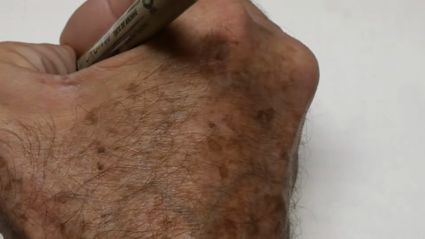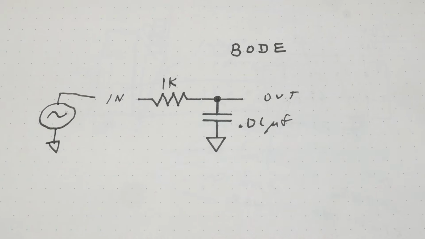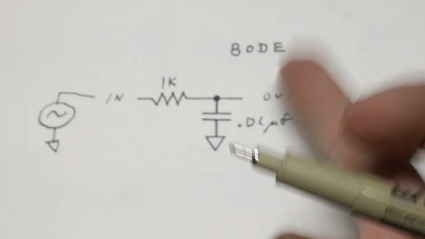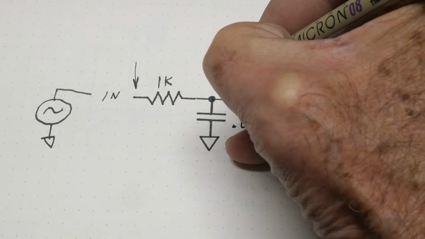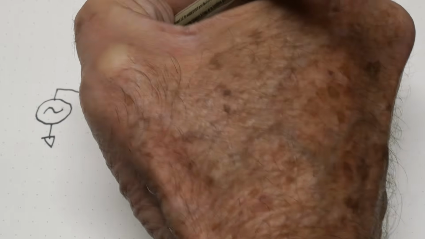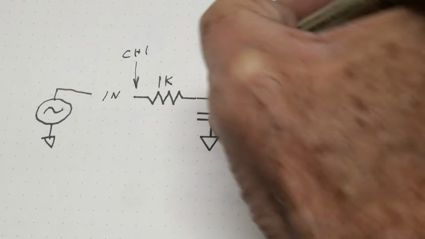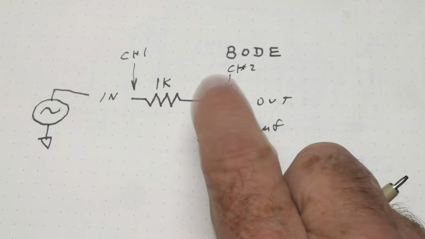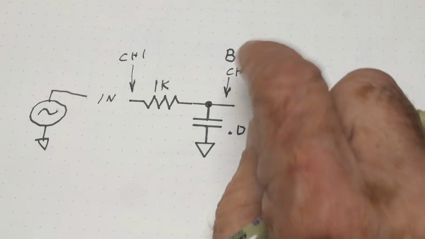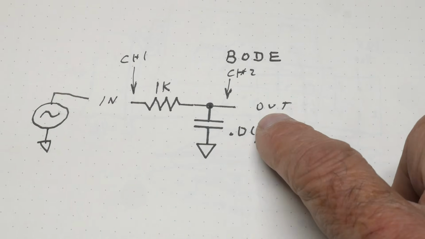So what we're going to do is hook up a generator. We'll have a generator here, and we'll put that through. And then we'll measure the input and the output. So we're going to come in here, and we're going to come in here. We're going to use two oscilloscope probes. We'll have channel 1 and channel 2, okay? So channel 1 will watch the input, channel 2 will watch the output. Then we can do mathematics on it. So channel 2 divided by channel 1 is the gain, right?